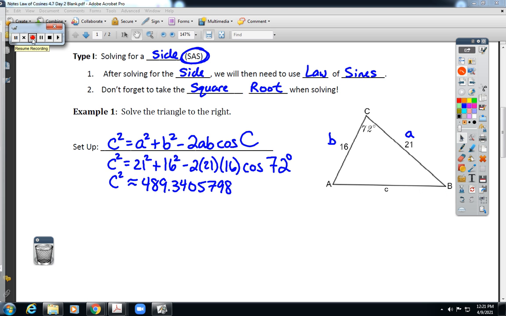Now you might think to yourself, gee, that number looks big, and the answer is, it is big because that's not c. That is c squared. We still need to take the square root of that number. So our final step here would be to take the square root of each side. So we take the square root of that number, and we get 22.12. Let's call it 22.1. We've been rounding everything to the nearest tenth on our homework, so let's stick with that.